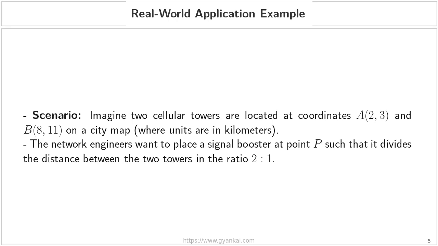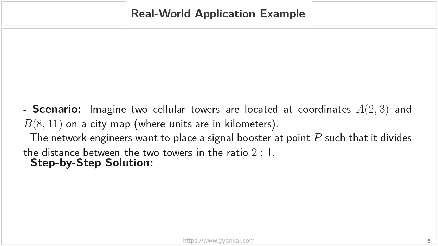The goal is to place a signal booster at a new point, which we will call point P, to ensure maximum coverage. This booster needs to be placed so that it divides the distance between the two towers in a ratio of 2 to 1. To solve this, we are going to follow the step-by-step guide we just discussed.